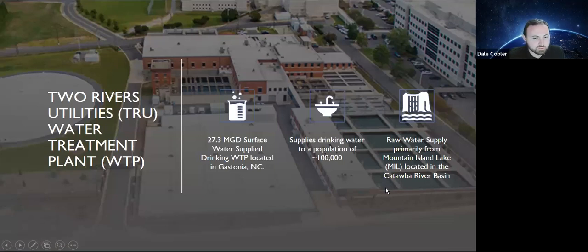Two Rivers Utilities, abbreviated as TRU, is a public utility located in Gaston County, North Carolina. The water treatment plant has a treatment capacity of 27.3 MGD. It receives raw source water from Mountain Island Lake, which is a part of the Catawba River Basin. Mountain Island Lake provides a stable, consistently lower turbidity raw water supply for this treatment plant. And the plant provides drinking water to approximately 100,000 people across 7 municipalities.